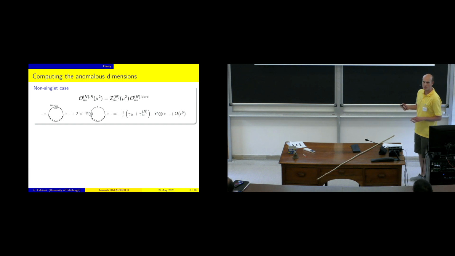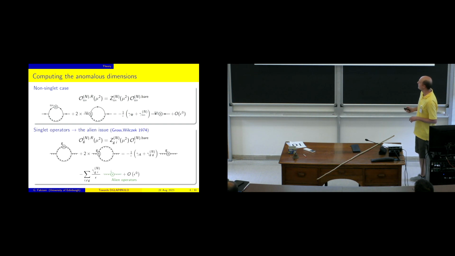Let's start with the non-singlet case. You simply compute a two-point function with your operator insertions. You get your single pole, and from the single pole, you read off the anomalous dimension that you need. And of course, two-point functions are the easiest kind of integrals that can be done in quantum field theory.